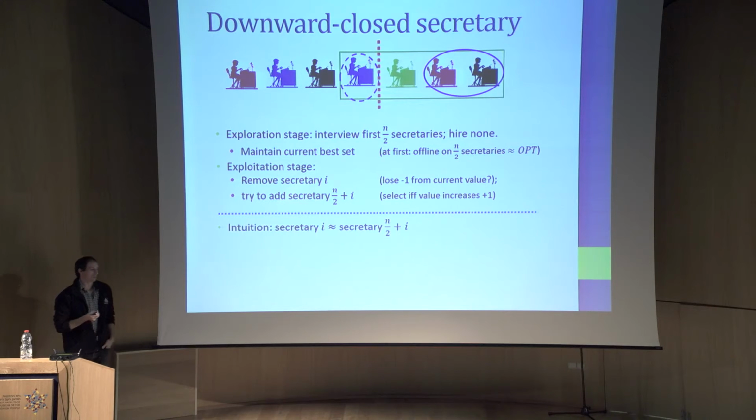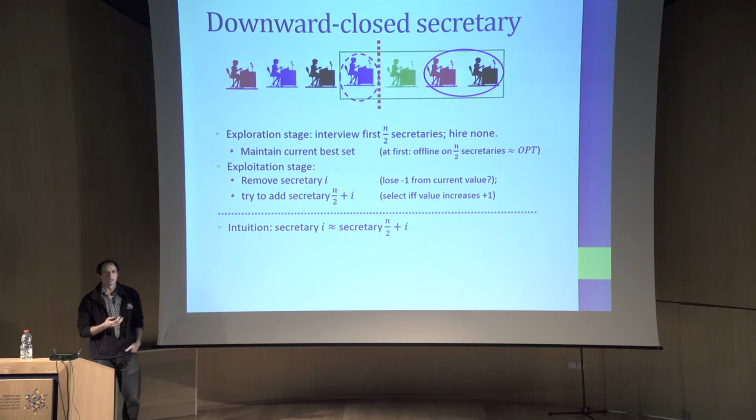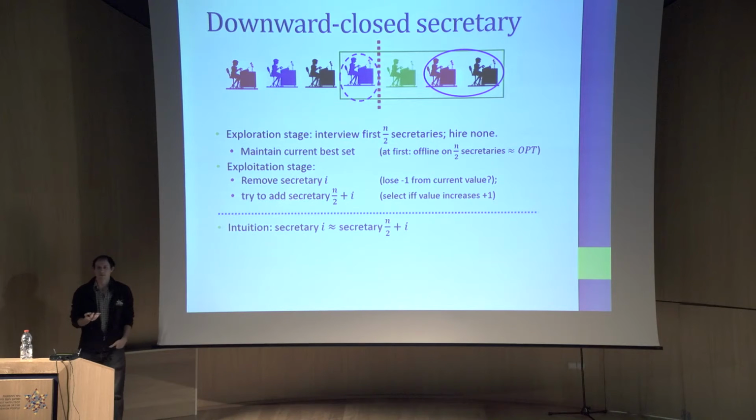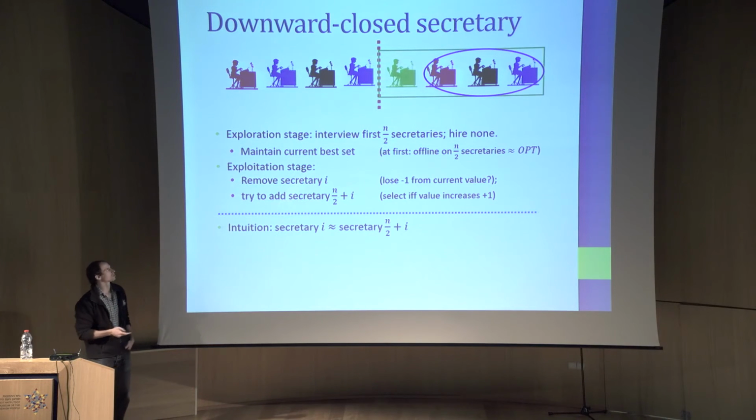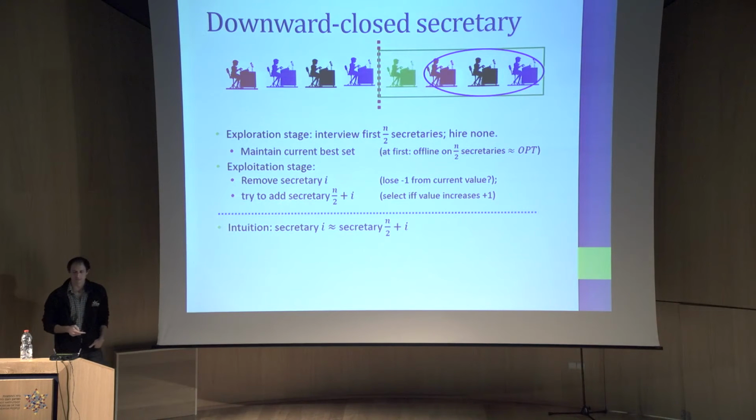Okay, so the intuition is that the secretaries arrive in a random order. So the i-th secretary and the n/2 plus i-th secretary should be the same. So I expect to lose as many ones as I add, right? So I expect to recover a constant fraction of opt. What's the catch? Right, so I lost this blue secretary, I got another blue secretary, so it's all good.